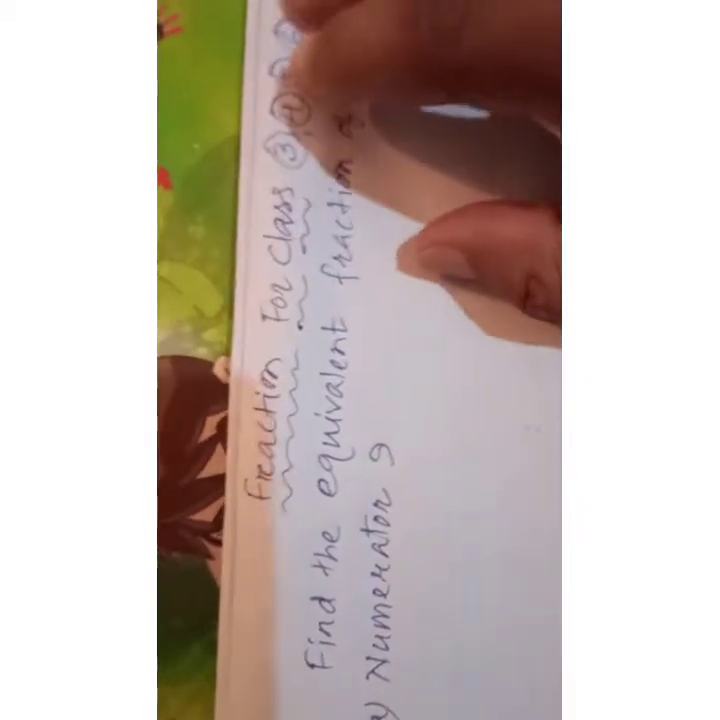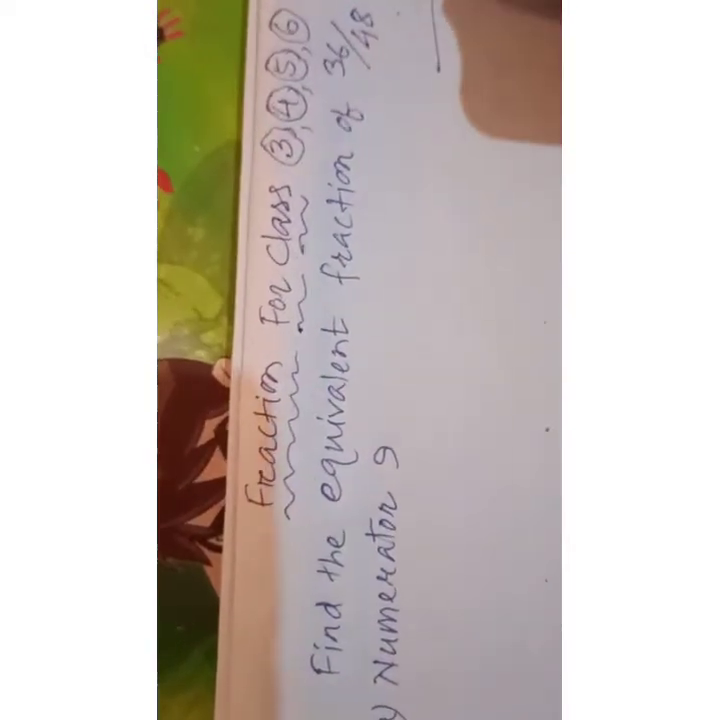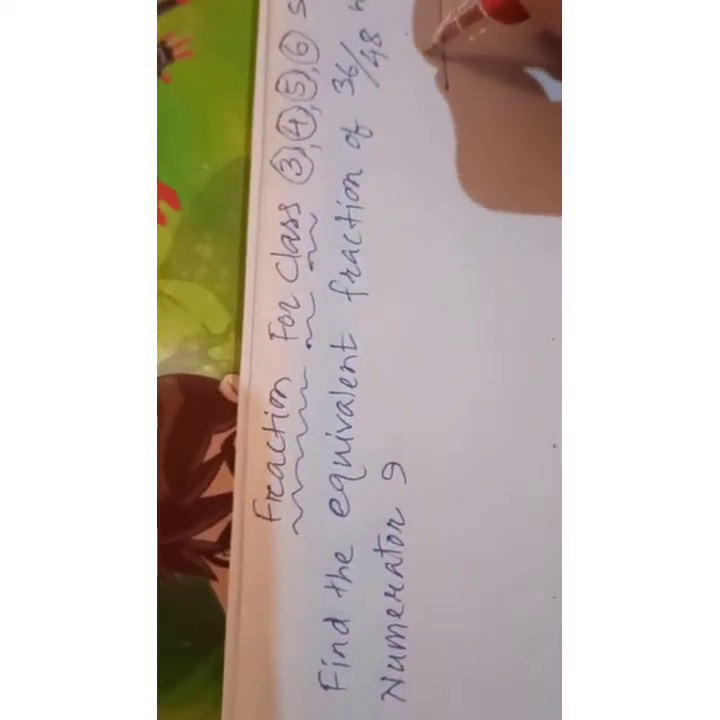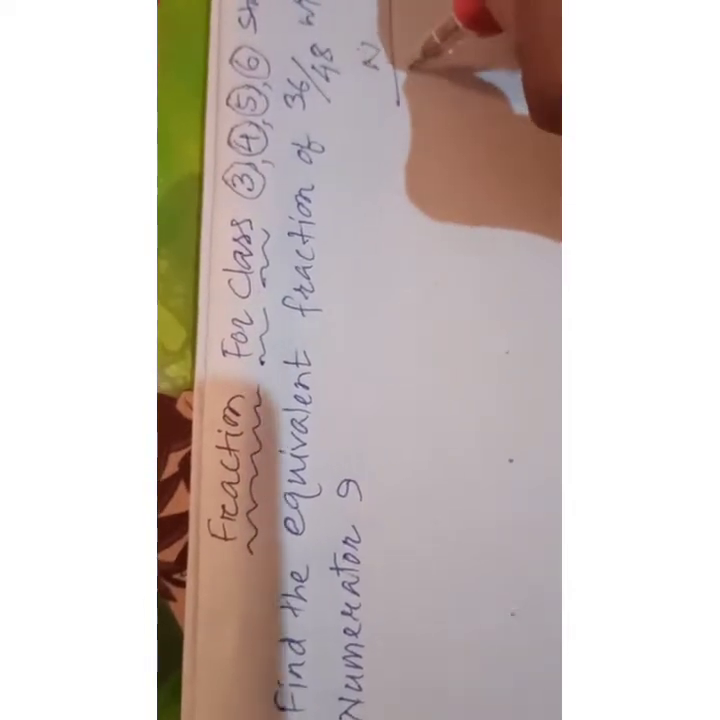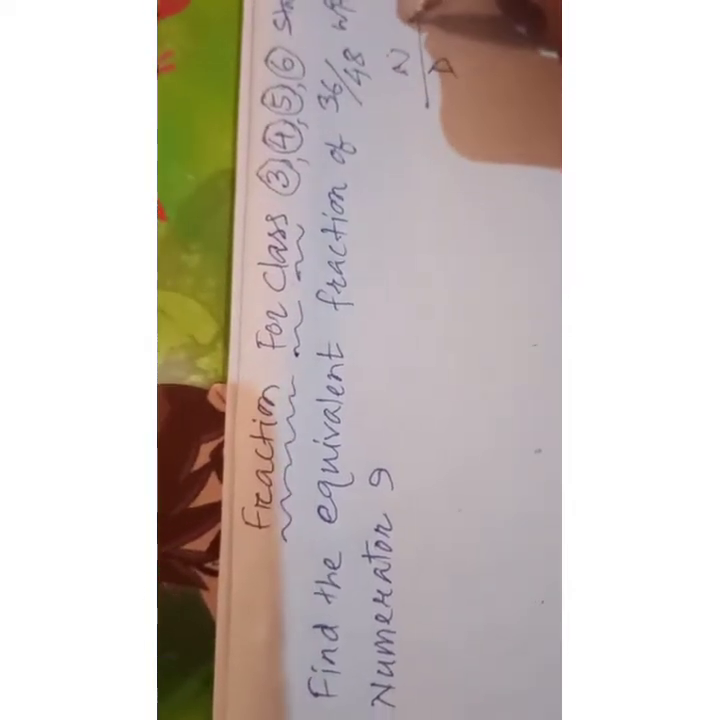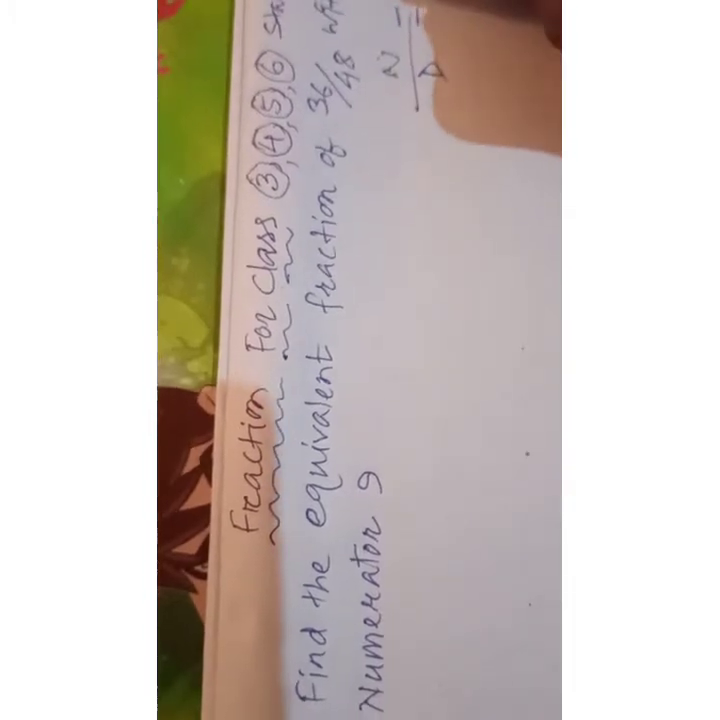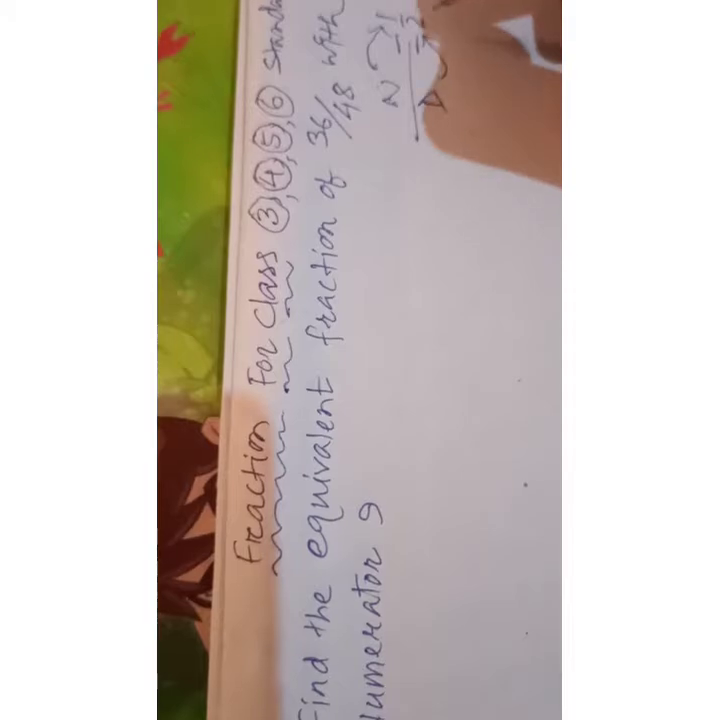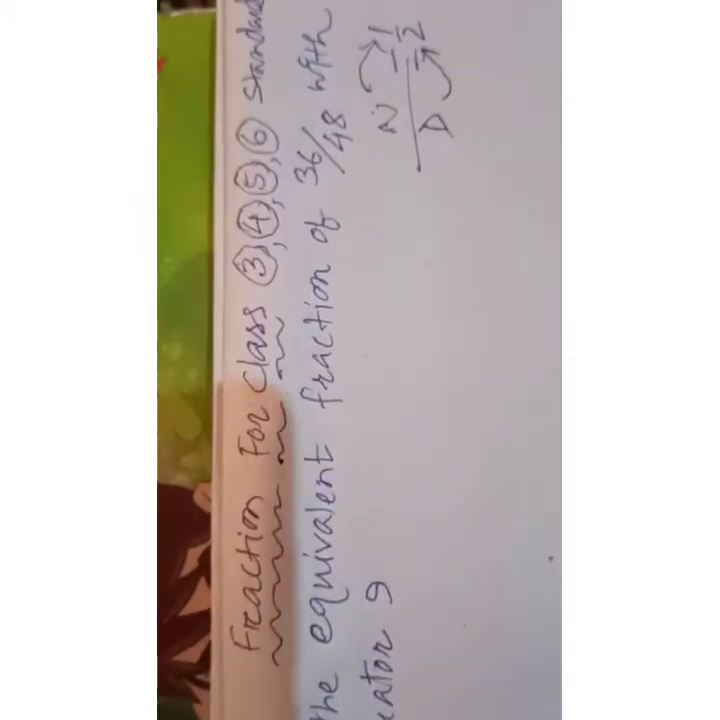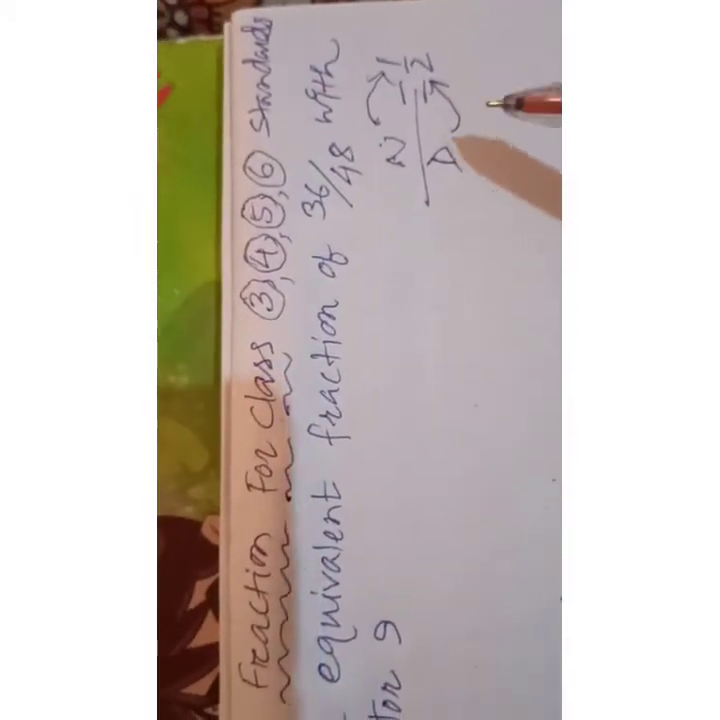Before that, we need to know what is called the numerator and what is called the denominator. In a fraction line, the top part is called the numerator, and the bottom part is called the denominator. Suppose 1 by 2: here 1 is the numerator and 2 is the denominator. Okay, you understood this.